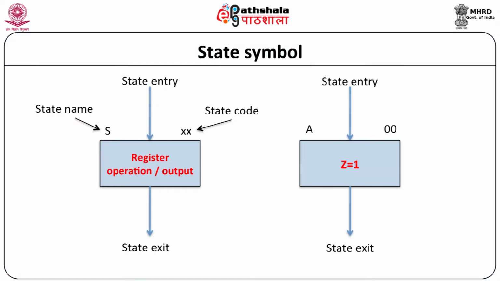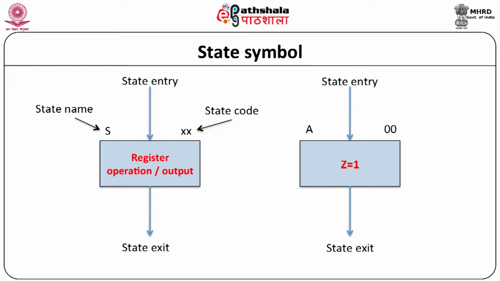A state of a sequential circuit is represented by a rectangle in an ASM chart. It is equivalent to a circle in a state diagram or a row in a state table. The state symbol is a rectangle with an arrow entering from the top and leaving from the bottom, as shown in the figure. The arrow drawn into the state box indicates the state entry, and the arrow drawn from the state box indicates the path to the next state.